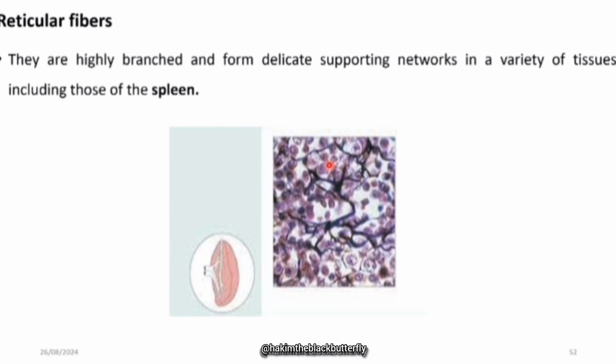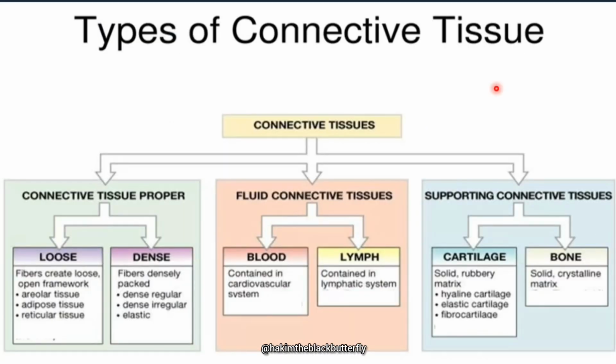Okay, so finally, let's finalize by categorizing connective tissue, and then we shall continue from there by looking at specific examples. How are they categorized? In this image, you can see a very simple way of classifying them. We have what we call the fluid connective tissues, we have the supporting connective tissues, and we have what we call the connective tissue proper.